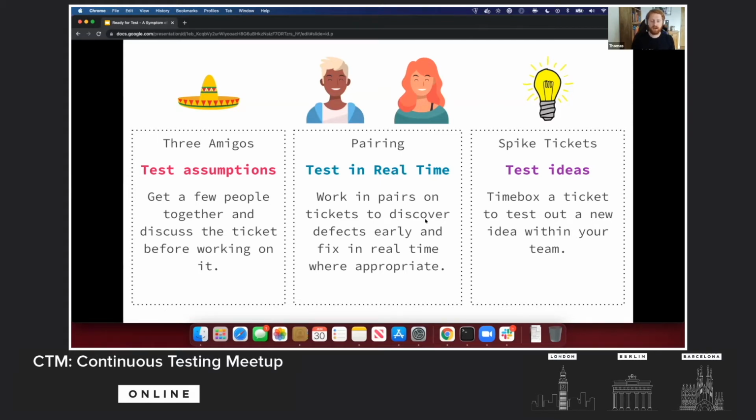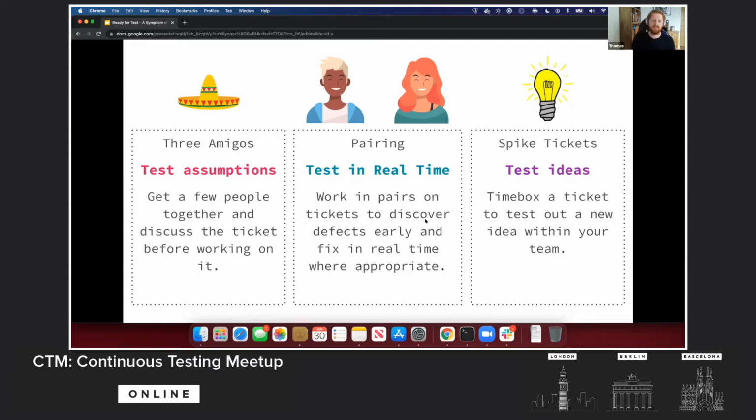They can also pair not just on the feature code, but the test code. We already know that developers are capable of writing unit tests. What's stopping a developer from writing a UI test or performance test? What's stopping us as QAs pairing up with a developer to help them write these tests?